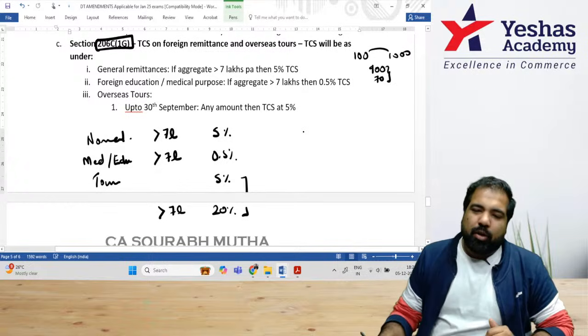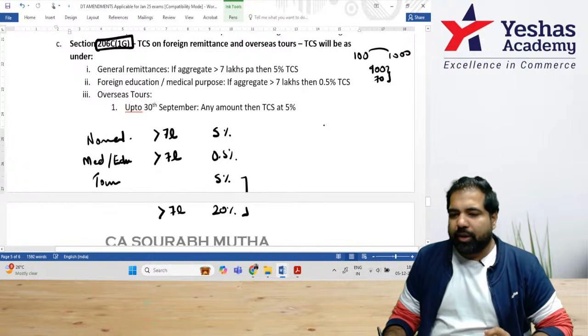So I'll give you an example. For a Dubai tour, you're paying a tour program 3 lakh rupees. Guys, on that, it will be 5%.